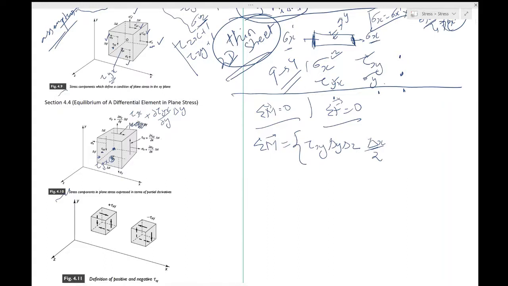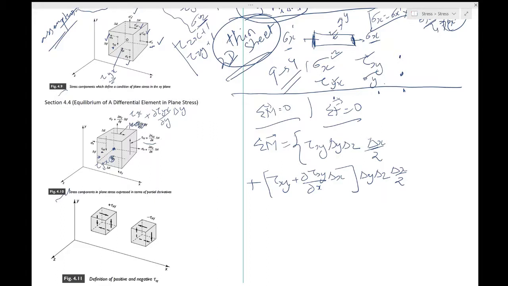Now we must write the second term. Let the second term be this tau xy, this one. So tau xy plus dou tau xy dou x into delta x, multiplied by the area. What should be the area? Delta y delta z again. And this has to have a lever arm which is delta x by 2. That's the first thing. Now both of these are shown with a positive sign, r cross f, because they are in the positive z direction.